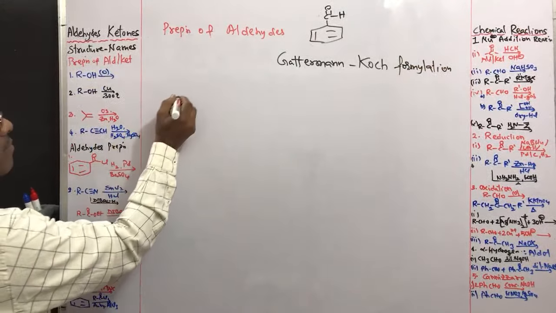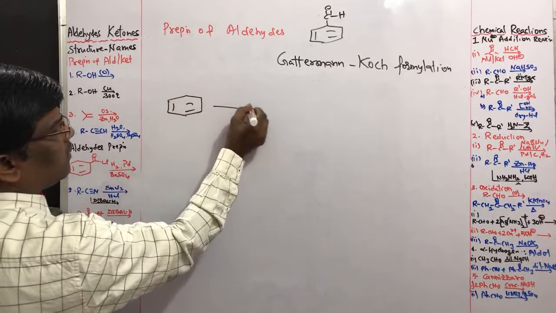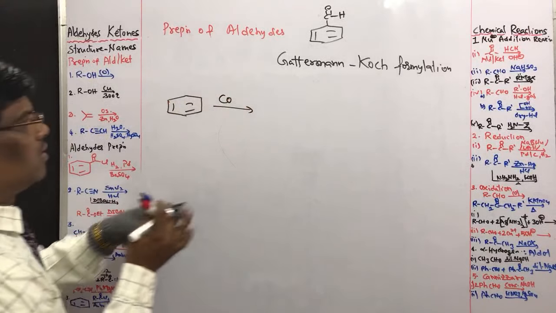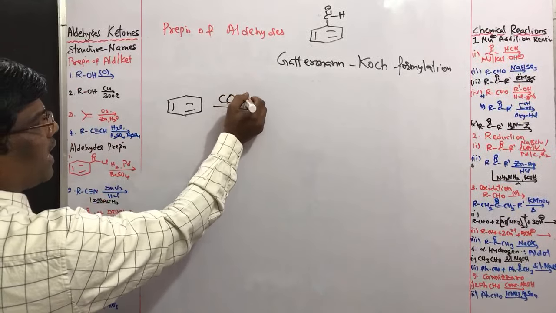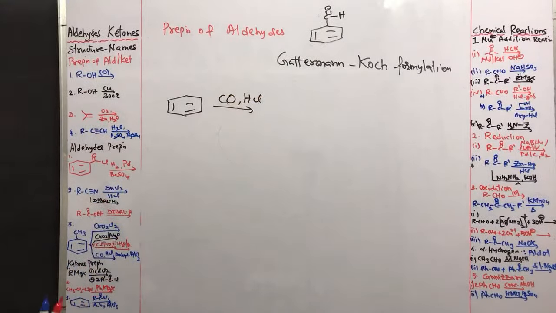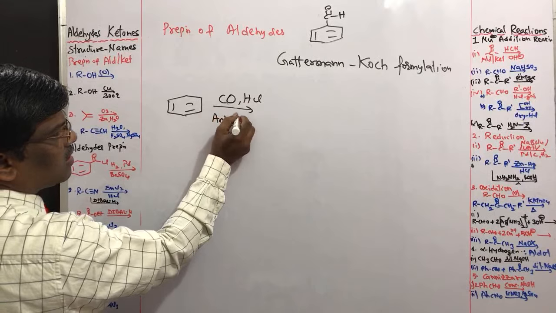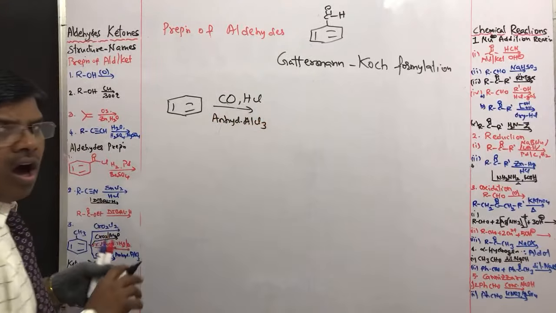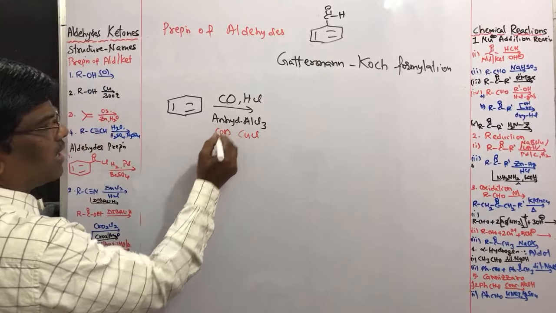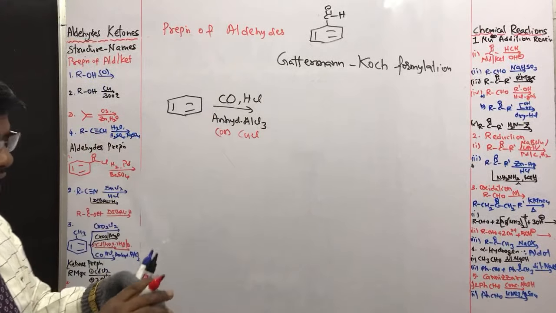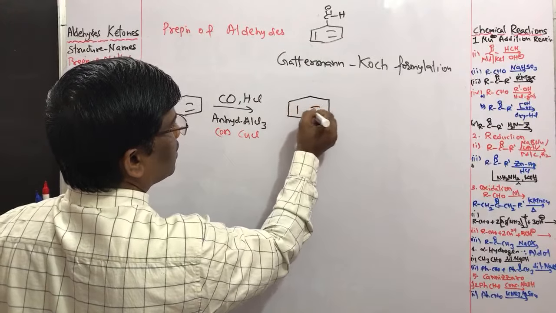What is this reaction? Take benzene and treat it with carbon monoxide in presence of dry HCl. So it takes up carbon monoxide in presence of anhydrous aluminum chloride, or I can use cuprous chloride, CuCl. Yes, so this takes up carbon monoxide to give benzaldehyde.